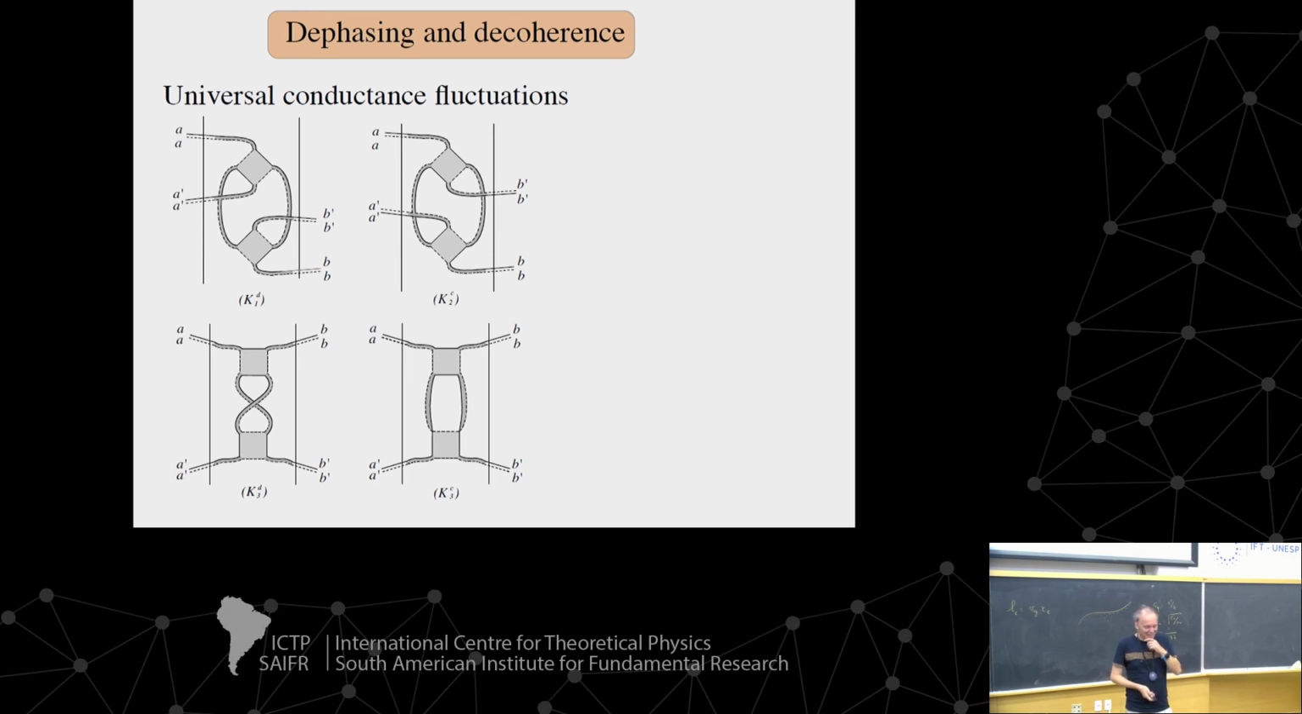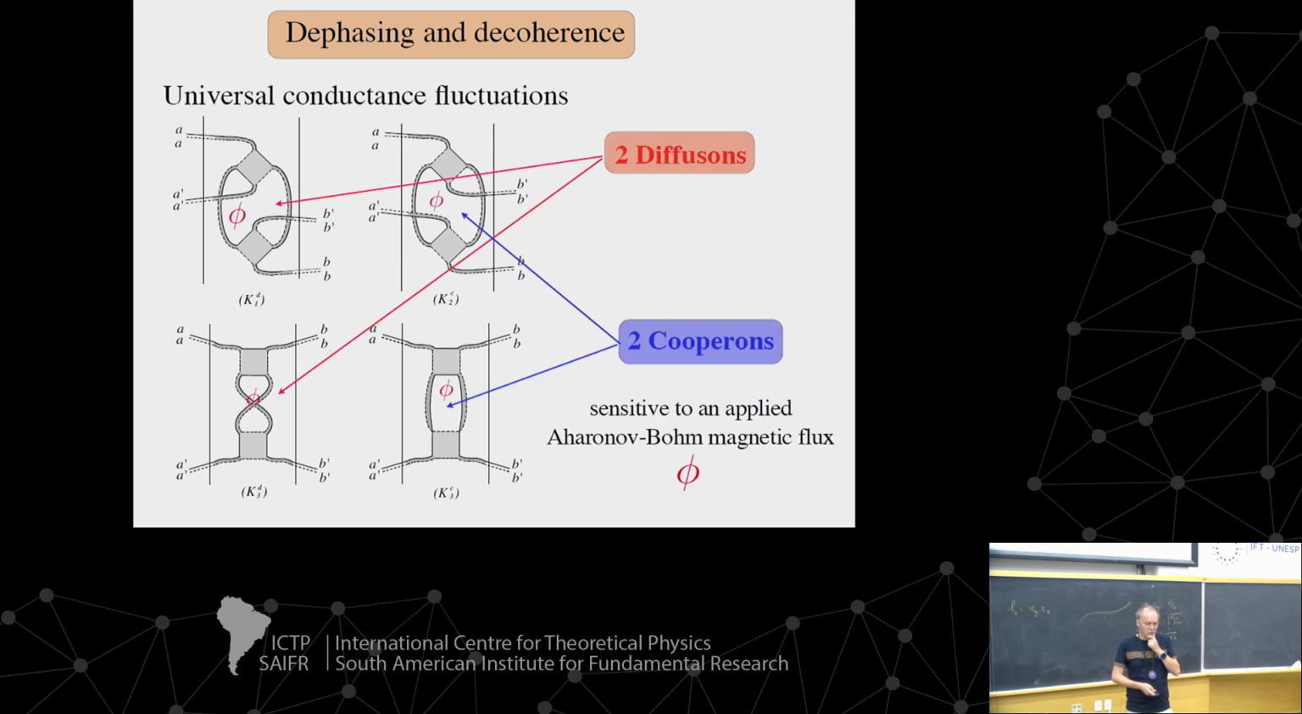this is for universal conductance fluctuations. In fact, there are 4 diagrams that give 2 quantum crossings. They are the 4 ones. Now I claim that among those 4, 2 are diffusons and 2 are Cooperons. If they are diffusons, they are insensitive to an applied Aharonov-Bohm flux. If they are Cooperons, they are sensitive to Aharonov-Bohm flux because they have different phases. Okay? So by just measurement of conductance and their fluctuations, I should be able to say who is a diffuson and who is a Cooperon.